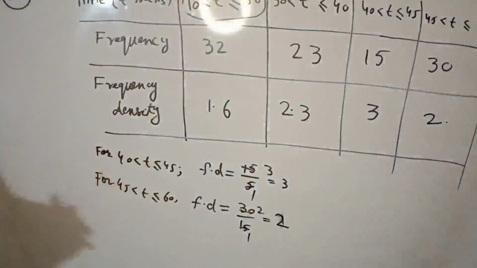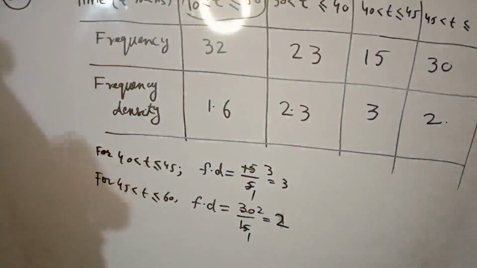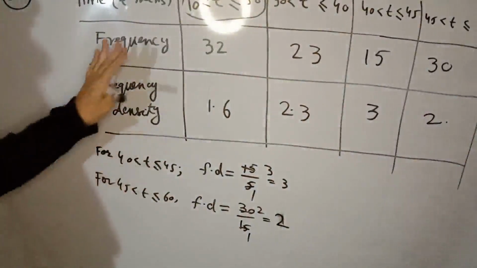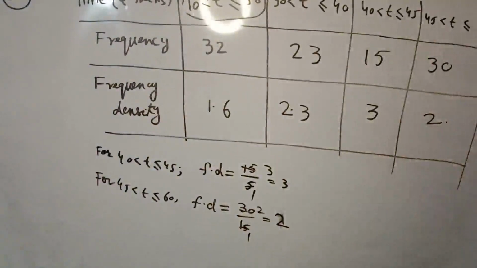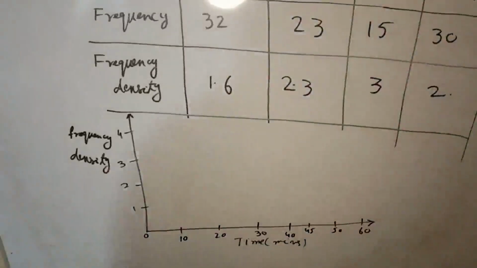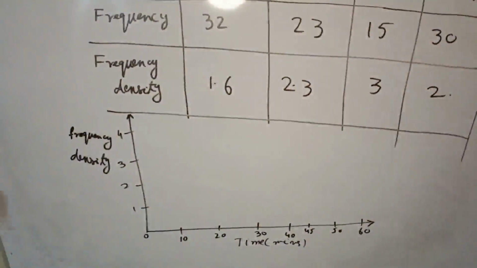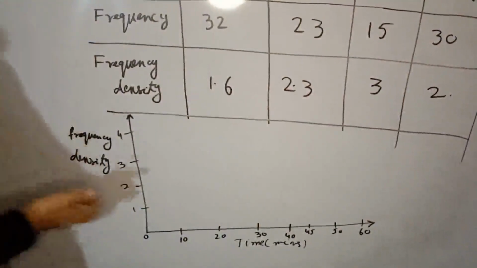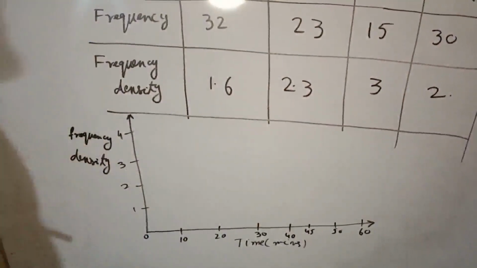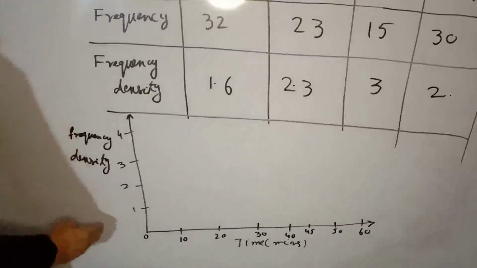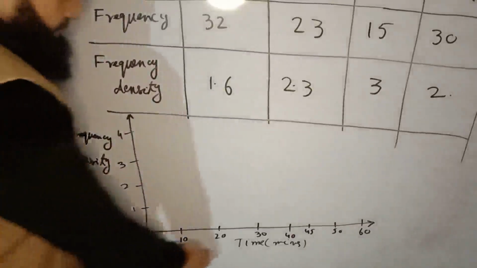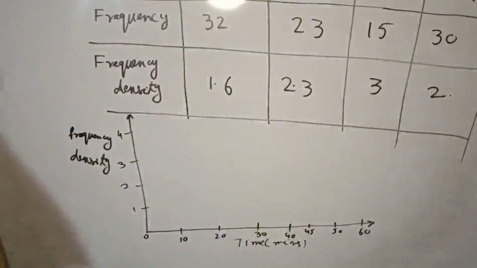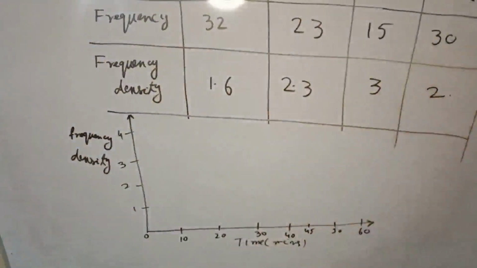So now we have the complete table. We can draw the histogram for this table. Now we have to draw the histogram on the grid given in the answer space. I will do it for you. I draw it here. On the vertical axis, frequency density is given from 1 to 4, and on the horizontal axis is time given in minutes from 0 to 60.